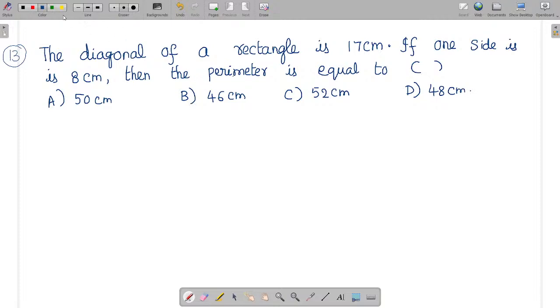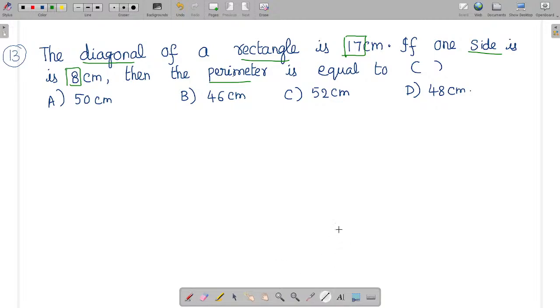See, the problem is related to the rectangle. The diagonal of a rectangle is given, that is 17 centimeters, right? If one of the sides is given as 8 centimeters, then the perimeter of the rectangle we need to find out. So how could you find the perimeter of a rectangle? The perimeter of a rectangle is given by the formula 2 times length plus breadth.